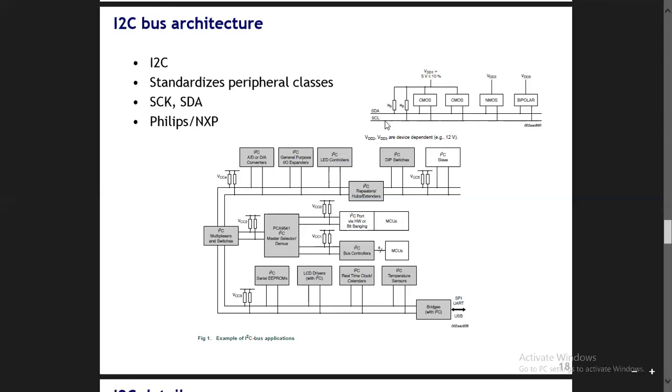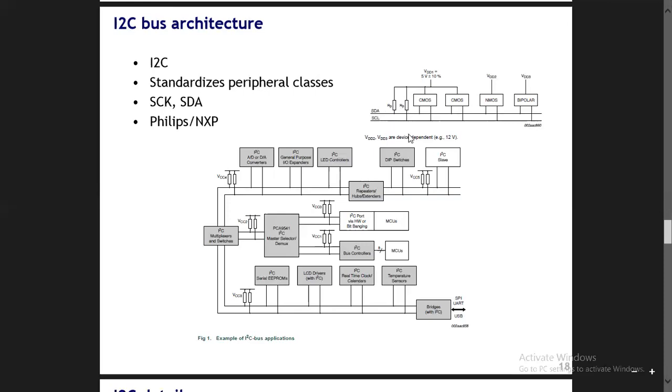Only two wires are required, and there are some additional components which we can see here: a couple of pull-up resistors, tied to VCC or plus 5 volts with plus or minus 10% tolerance. These are generally called pull-ups because you are pulling the signal up to the high level. The high level is plus 5 volts, and it is applicable to both signals, SDA and SCL.